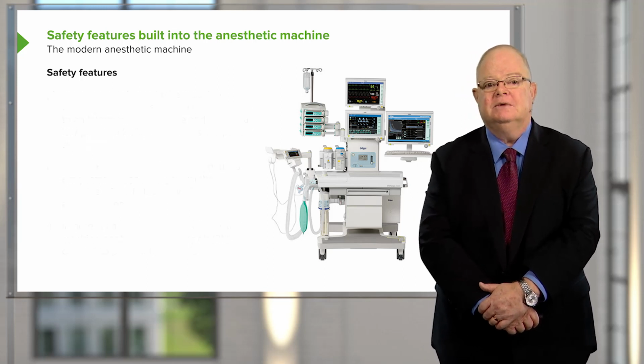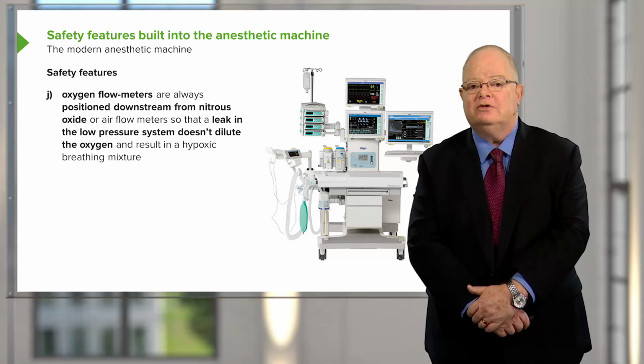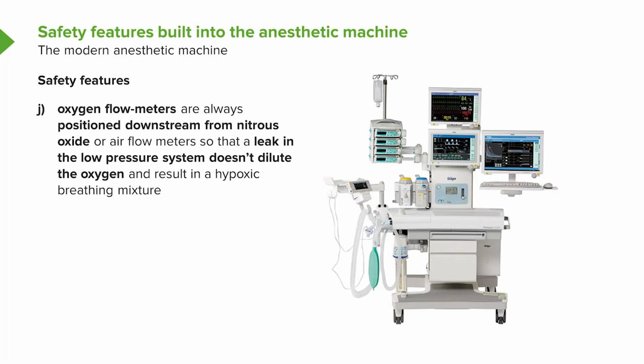a patient. And the oxygen flow meters are always positioned downstream from the nitrous oxide or airflow meters, so that a leak in a low-pressure system doesn't dilute the oxygen and result in a hypoxic breathing mixture. If there's a leak somewhere in the low-pressure system, the last thing that's affected is the oxygen, and the oxygen should be the dominant gas that's given to the patient even in that situation of a leak.